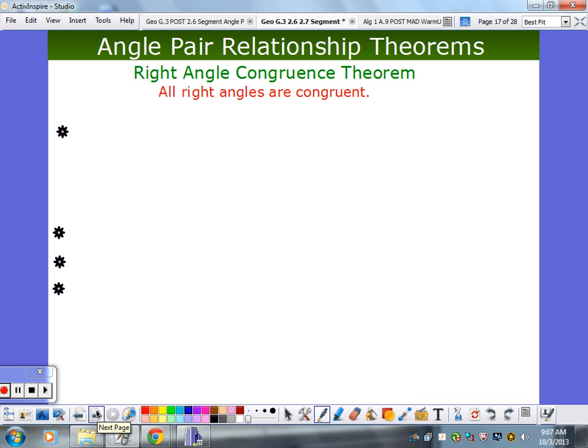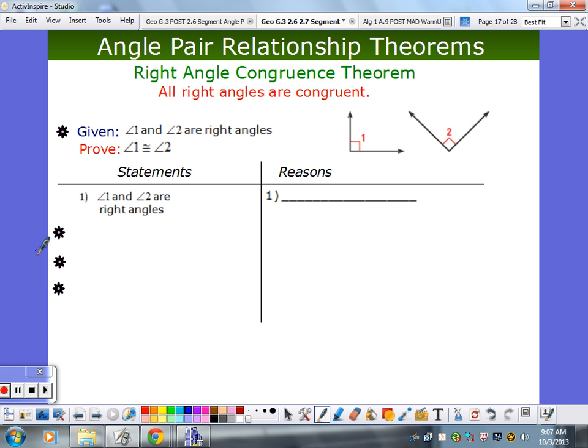This is the right angle congruence theorem. And this says, all right angles are congruent. Now this could be a postulate, right? Is it kind of obvious? But if we can prove it, we do prove it. So let's prove it. I'm given two right angles here, right? So here's my given. I'm on the top of page 3. Hopefully we're following along, copying it down.